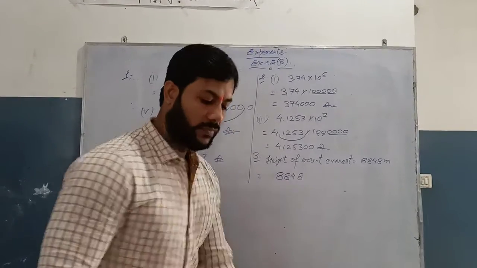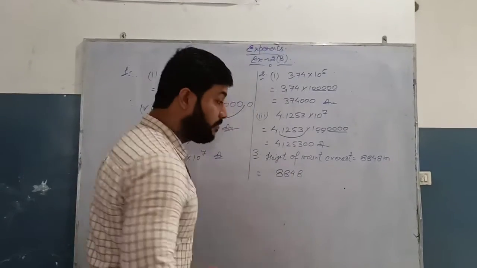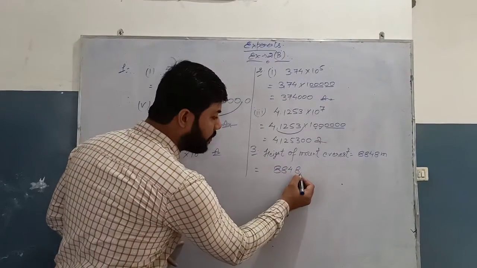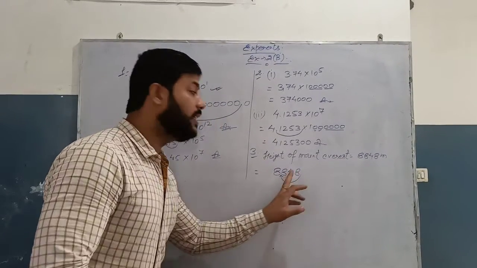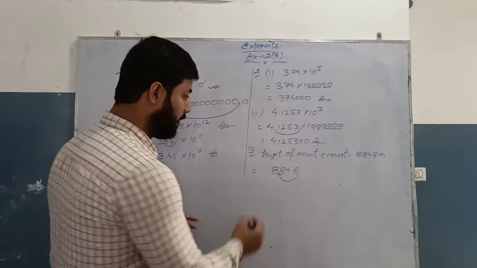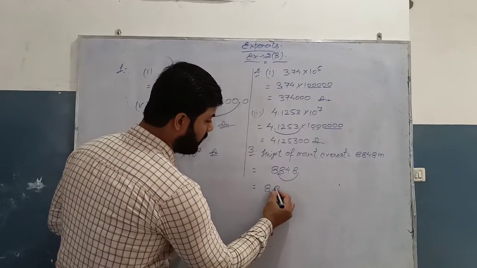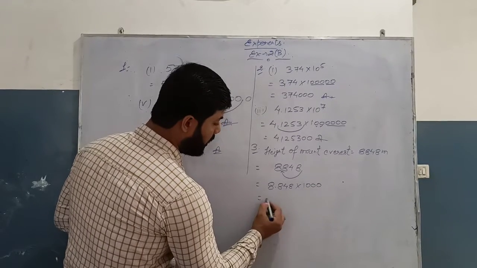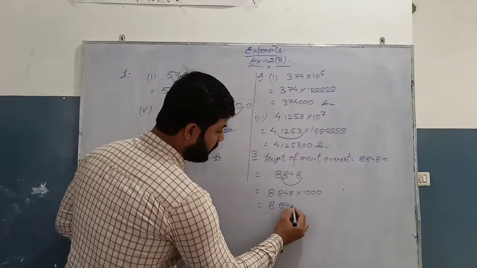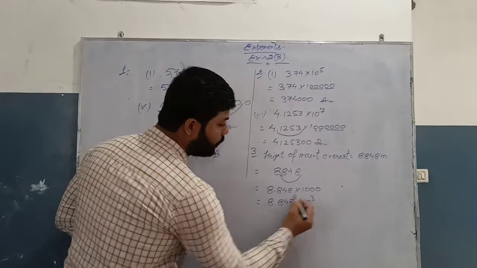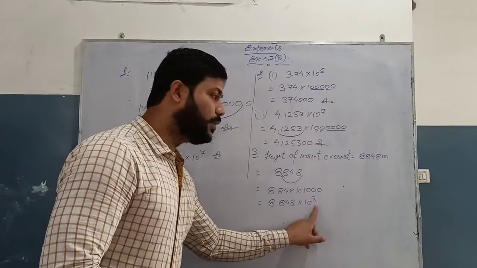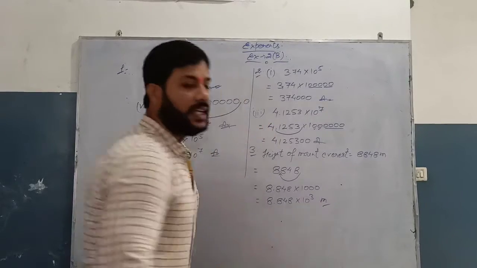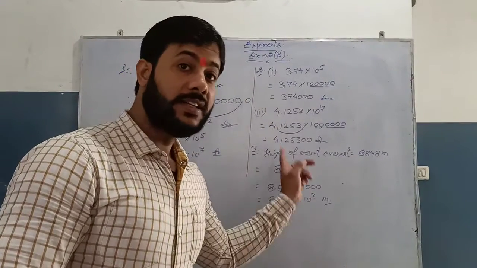8848. Here we do have a decimal. To the extreme right of the given number, we have to place this decimal from here to here, leaving 3 zeros, meaning 1000. So that will be 8.848 into 10 to the power 3. 3 zeros will give you 10 to the power 3. So this much meter is the height of Everest in standard form.